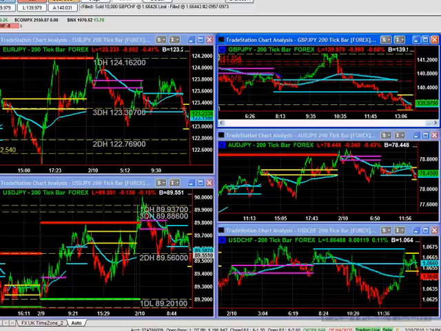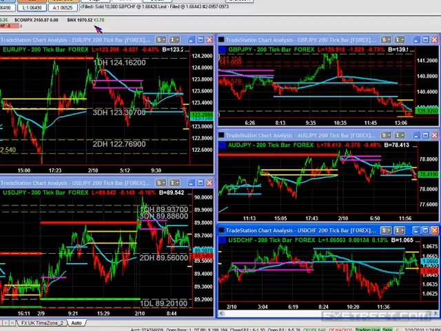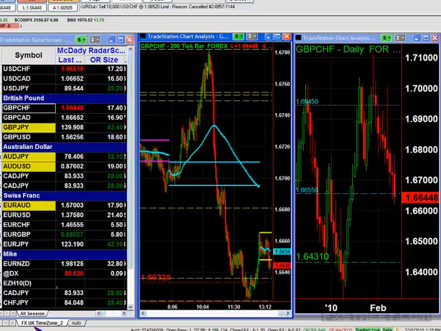Okay, somebody is asking a question: how do we draw the structural point, and when do we do it? Okay, let's see, the dollar Swiss now is breaking down from here, so that I have now a sell signal for the dollar Swiss. And this way I am managing, see the radar screen. The radar screen tells me which pairs I should be trading. So the dollar Swiss is breaking to the downside.